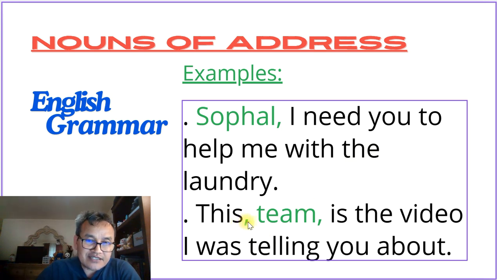Okay? Team, this is the video I was telling you about. So you can see the difference here. When you use a noun of address at the beginning of the sentence, which we call the initial position, we have to separate it from the sentence by a comma. And when you use it in the middle of the sentence, the noun of address is followed by a comma, and at the beginning it is also preceded by a comma. So it means you have to put the noun of address in between two commas.